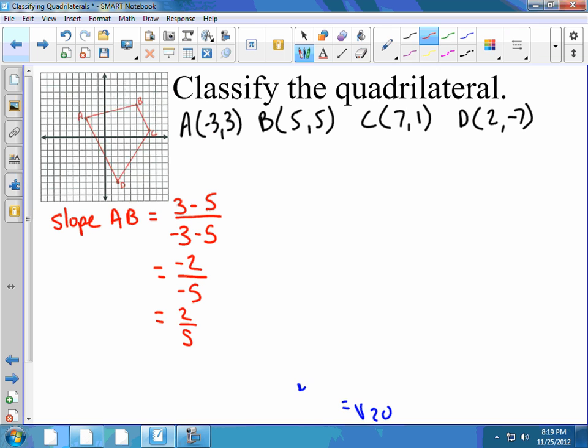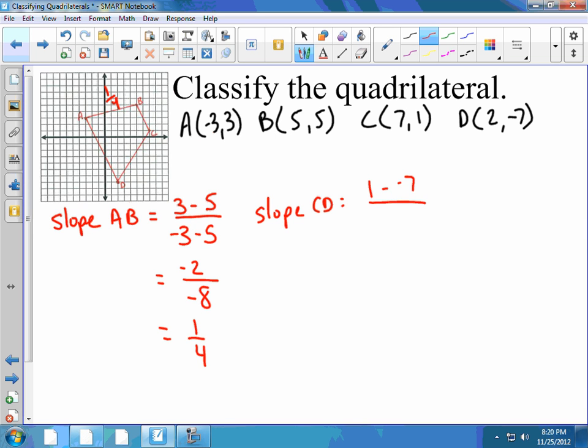Oops, sorry, typo there. That gets us -2 over -8, which is 1/4. Next, we've got to figure out what the slope of the opposite side is, which is CD, and we're going to do 1 subtract negative 7 over 7 subtract 2. When we simplify that, we should end up with 8/5. Yep.